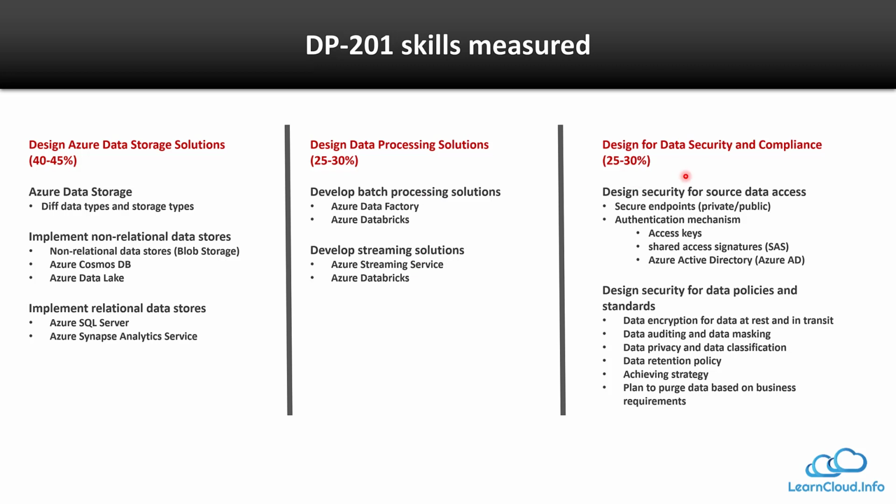Now in the third module, if you remember, in DP-200 we had monitoring and optimization, but in DP-201 we have data security and compliance. And we will cover different topics, for example authentication mechanisms using access keys, SAS and Azure Active Directory. And we have other security policies and standards like data encryption, auditing, privacy, classification, retention, and so on. So module 1 is very important. It covers 40 to 45% of the exam, and modules 2 and 3 are equally distributed in the exam.